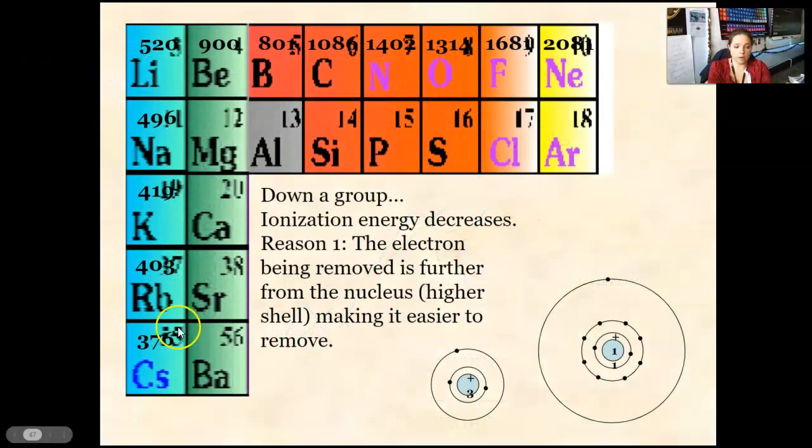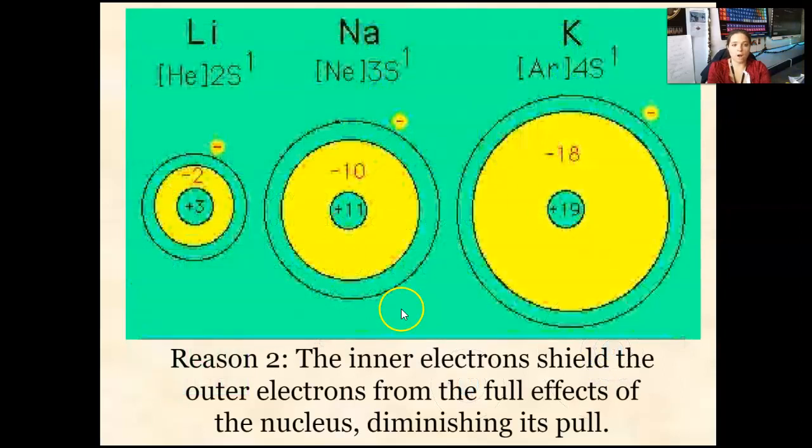Going down a group, you can see the numbers: 520, 496, 419, 403, 376. As it goes down, the electron is farther from the nucleus, which means it's going to be easier to remove. There's not as much pull. All right, so reason 2: the inner electrons shield the outer electrons from the full effects of the nucleus, diminishing its pull. So the more shells you have inside, the less pull it's going to have on the outside.